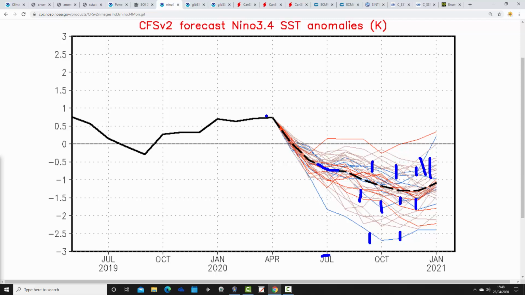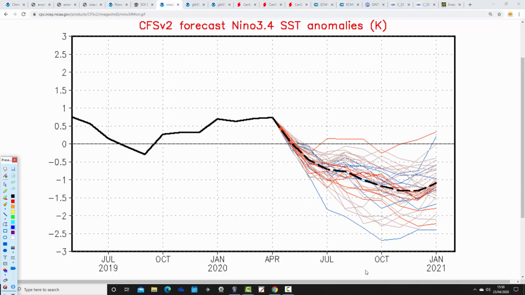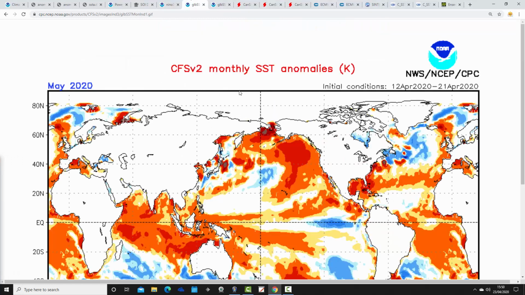That's quite a dramatic drop in temperature, by the way, from where it is in April to where it is in July. That is quite a quick flip into La Nina, and that just strengthens through the rest of the summer and into the autumn. So a weak La Nina in place by July, with quite a rapid flip from where it is in April to July, and then a borderline moderate La Nina by the end of the year. That remains a CFS V2 forecast.